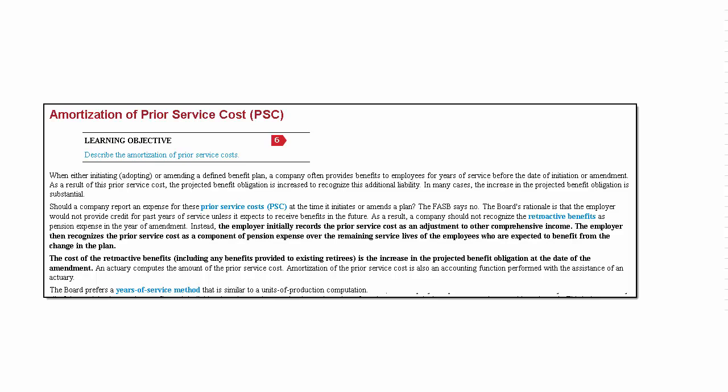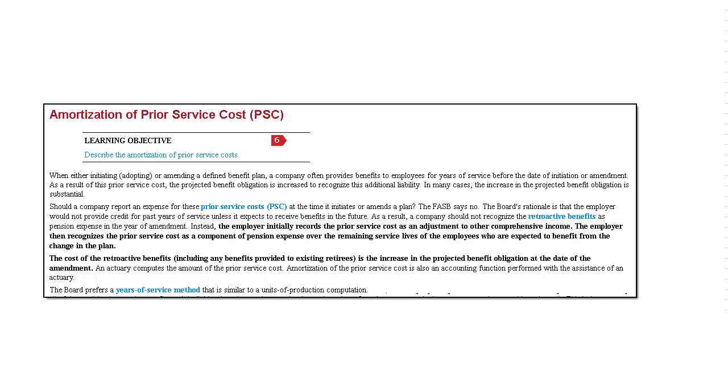Well, the FASB says no. Their argument is that the employer would not provide credit for past years of service unless it expects to receive benefits in the future. So as a result, the company should not recognize the retroactive benefit as the pension expense in the year they make an amendment.